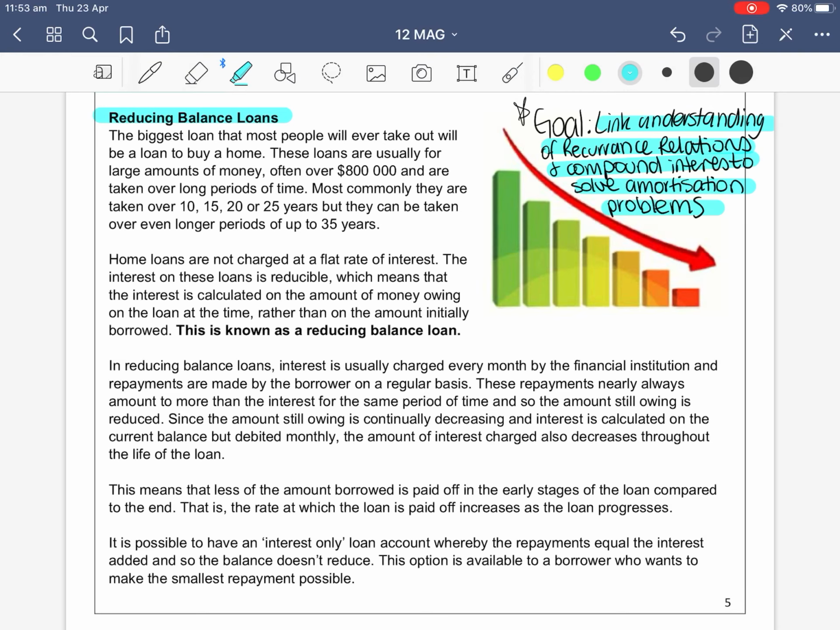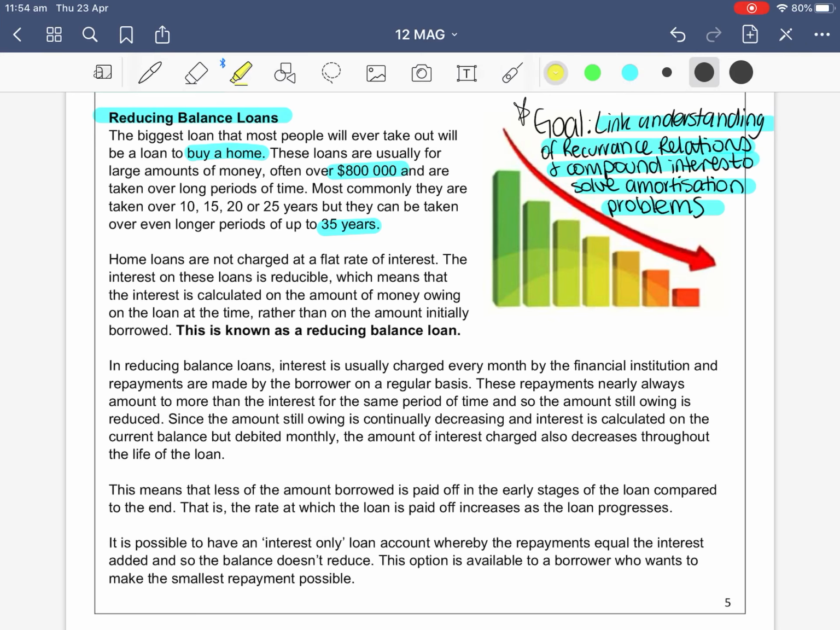Our first subheading for today is reducing balance loans. Now I don't want you to write all of this down. We're just going to have a chat about it. The biggest loan most people take out is to buy a home. That can be a huge amount of money, guys, often over $800,000. And these loans are taken over really long periods of time, up to 35 years, sometimes longer, sometimes less.